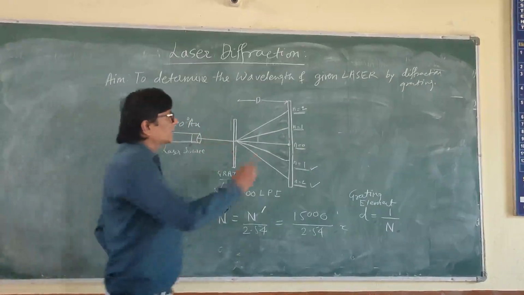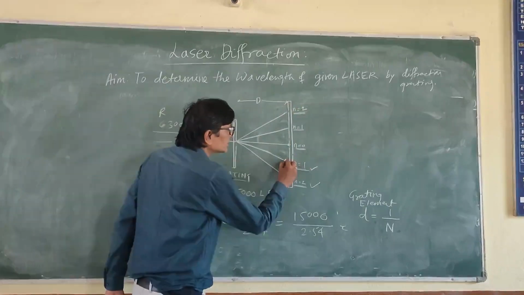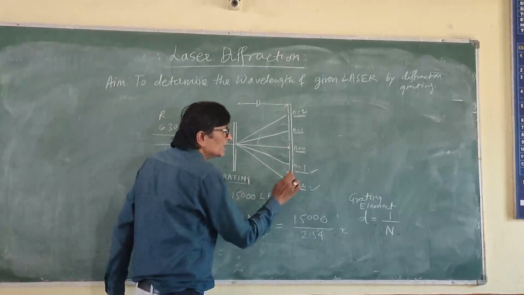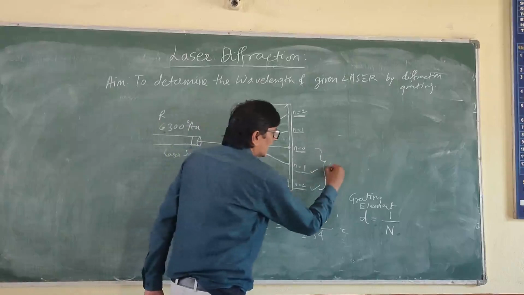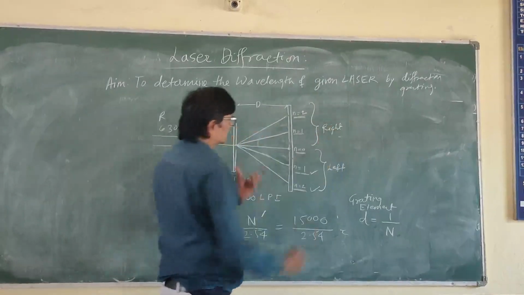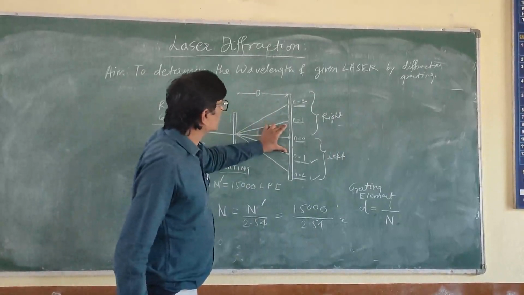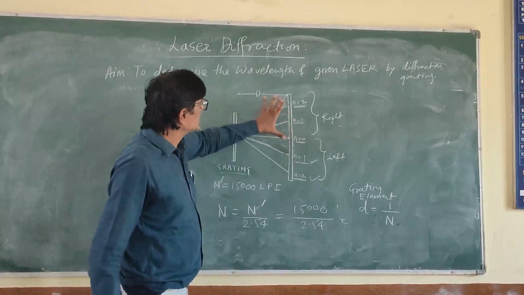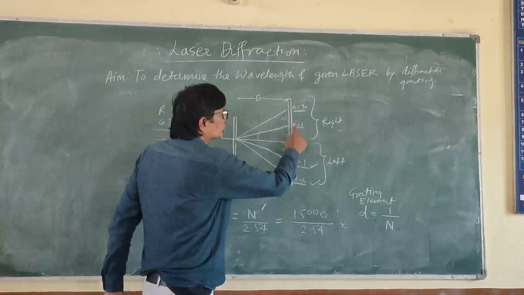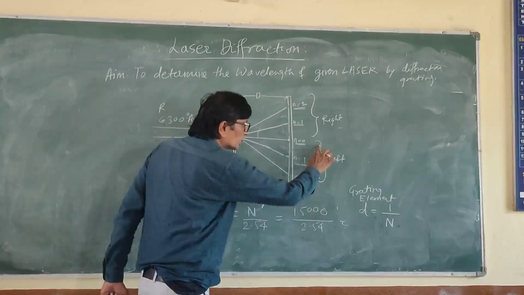Again we are getting two more points towards the left and two more points towards the right. The first point is due to first order diffraction and the second point is due to second order diffraction, towards the left and the same towards the right. The nearer points are due to first order diffraction and the farther points are due to second order diffraction, where the order of diffraction is n equal to 1 and n equal to 2 towards the right, and the same, n equal to 1 and n equal to 2, towards the left.